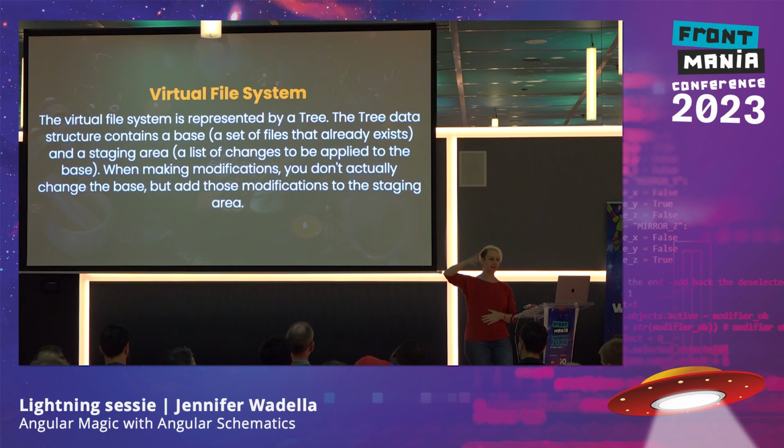It's a set of files that already exist, and then there's also a staging area. So we're going to have our existing files, and we're going to stage whatever we're making changes to. That could be modifications from our original one, that could be new files that we're creating. So when we're making our modifications, we're not actually changing those files. We're doing that in a staging area, and then that's the actual change that happens.